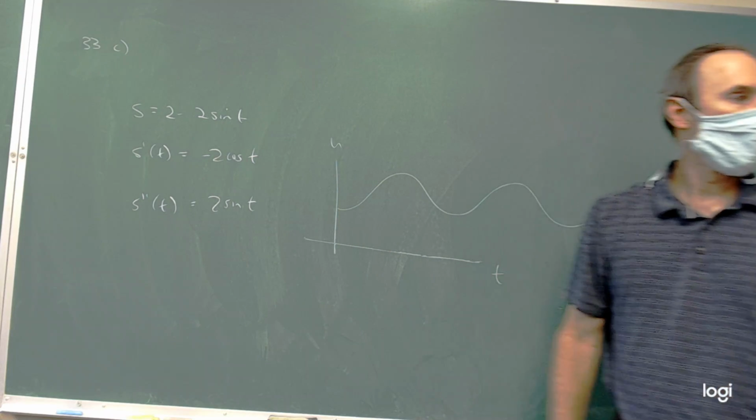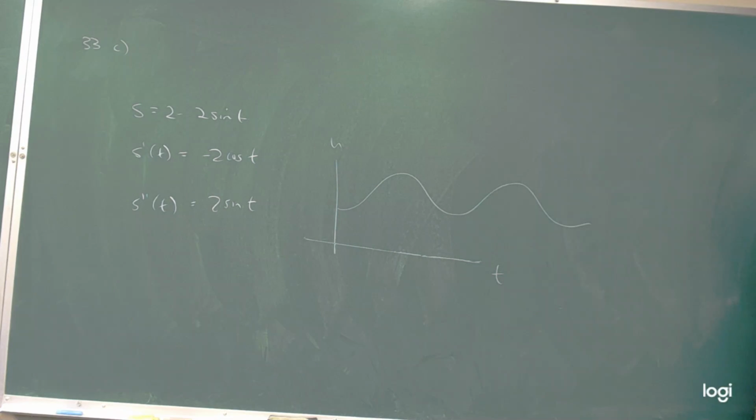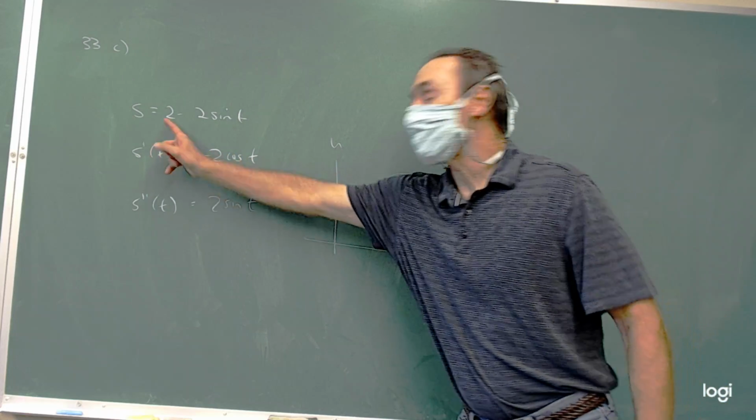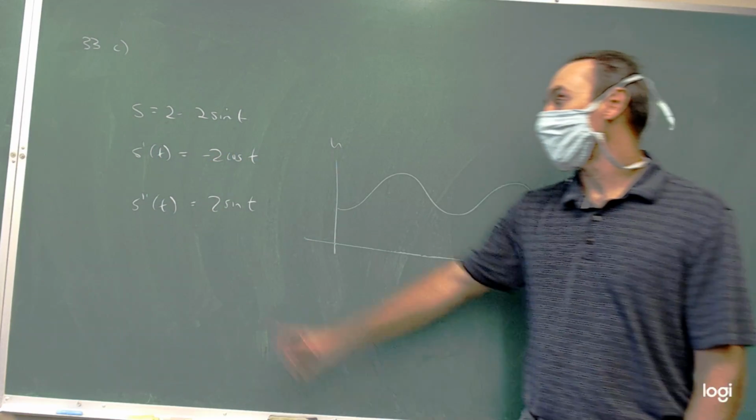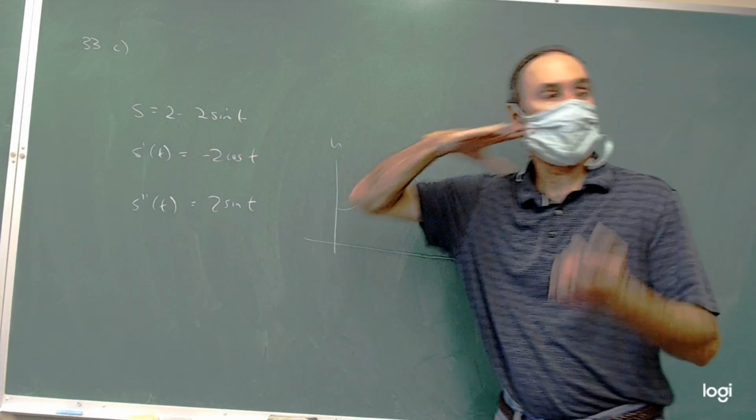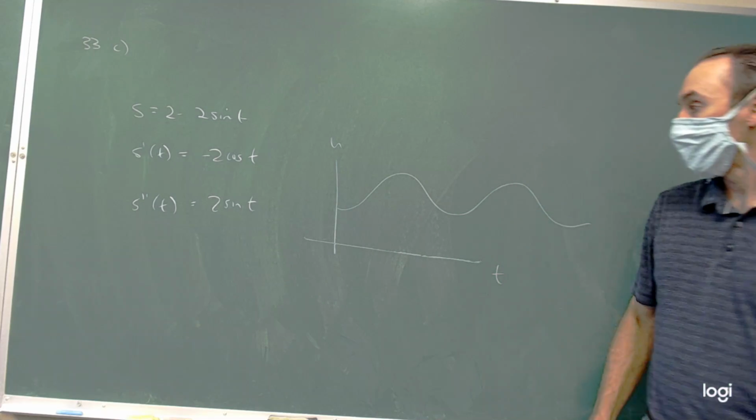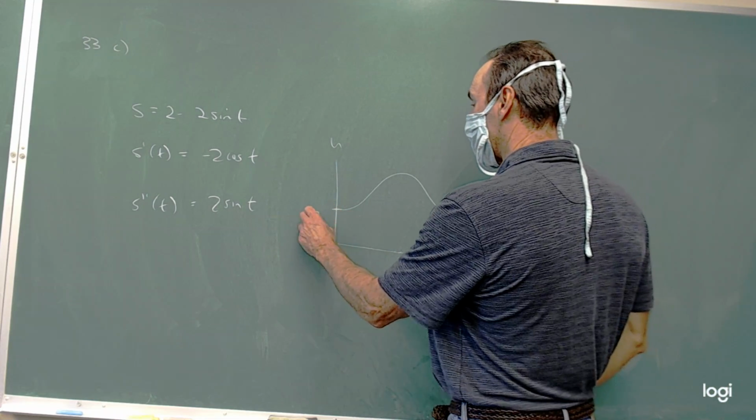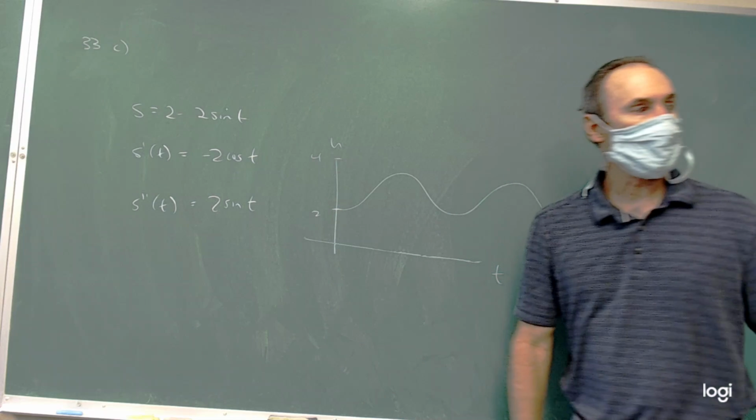Is there a reason why your sine curve is graphed above the x-axis? Because of the translation 2 above there. Oh, okay. So it's going to be a translation 2 up and a magnitude of 2. So this would be a low point of 2 and a high point of 4 there.